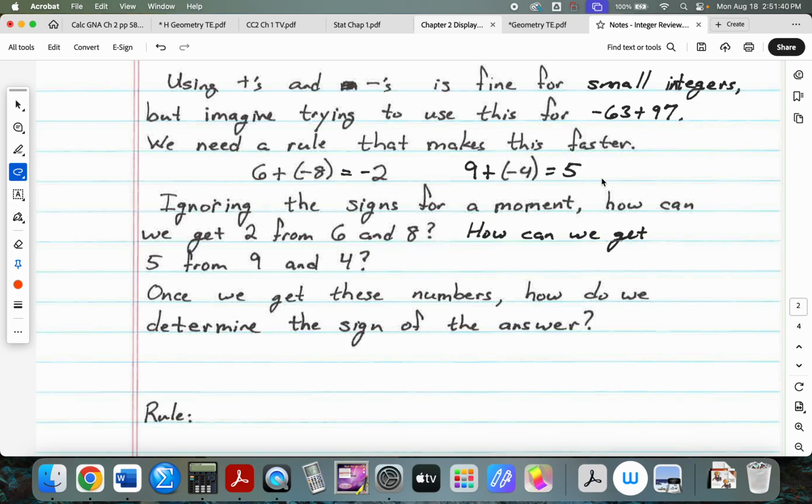Here are the results that we had before. Ignoring the signs for just a moment, so ignore the negative on the 8, how can we get 2 from 6 and 8?